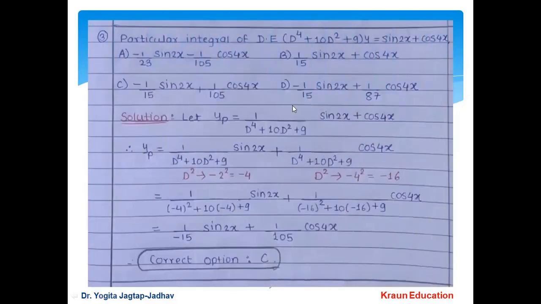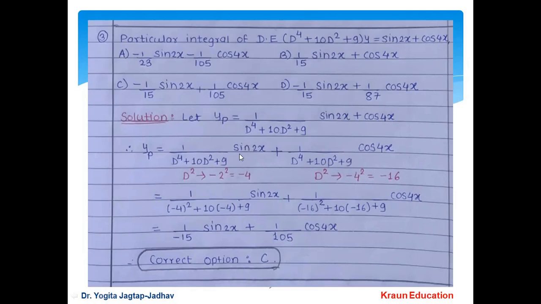Now look at this example. To find the particular integral of D raised to 4 plus 10D square plus 9 operating on y equal to sine 2x plus cos of 4x. Here we have sine 2x and cos 4x as a sum of two functions. We just separate for each term as shown in this step.